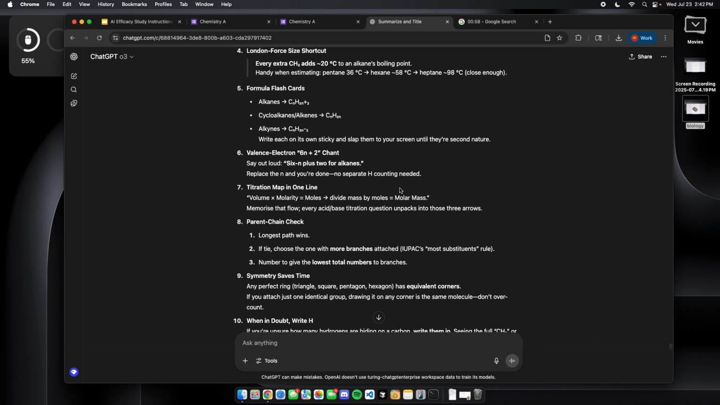Symmetry saves triumph. Any perfect ring, triangle, square, pentagon, hexagon has equivalent corners. If you attach just one identical group, drawing it on any corner is the same molecule. Don't overcount.